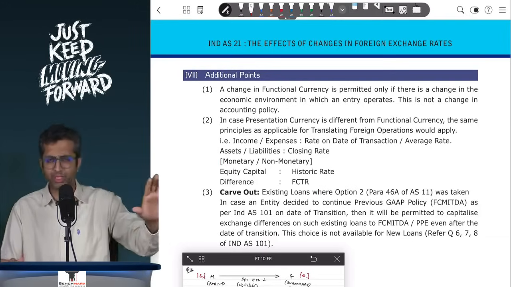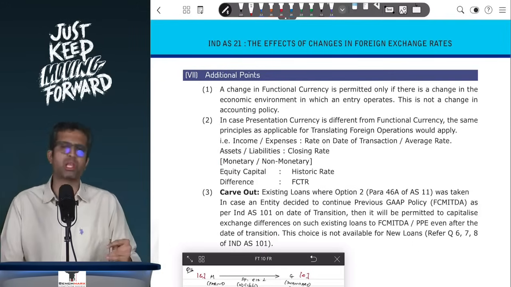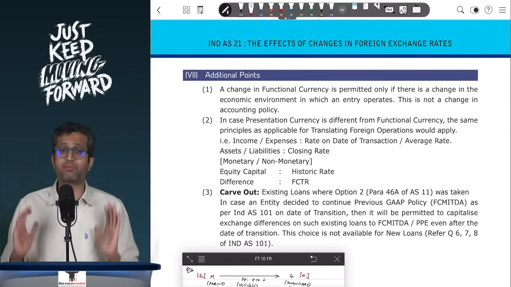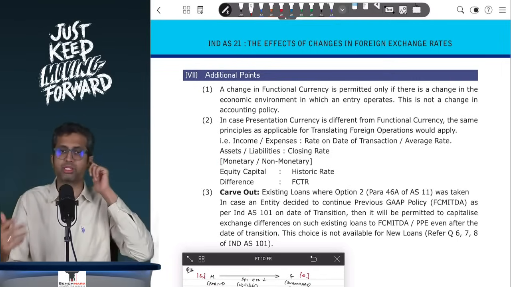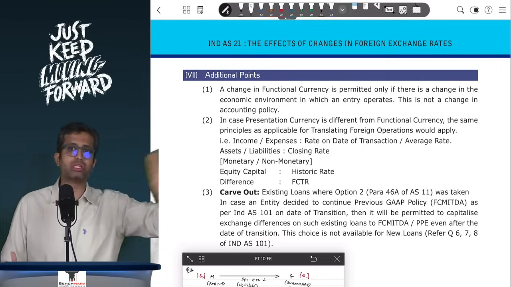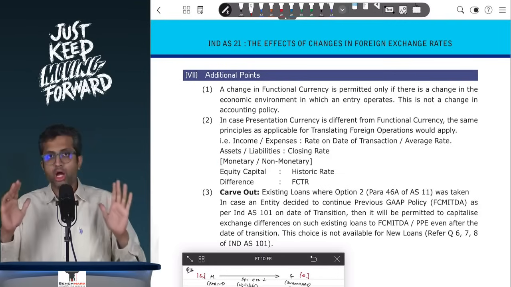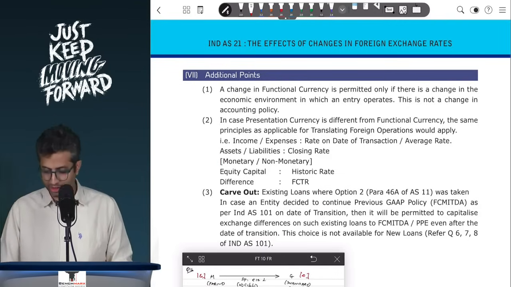Like when you have PP for own use, if you change the use, it becomes an investment property, then you reclassify. In a similar way, earlier if I was operating in India, catering to Indian students, all expenses in India, then my currency will be rupees. But if later I decide to change my functional currency because I'm changing the environment in which I'm operating, then that is a change of fact, and hence that is not a change in accounting policy.